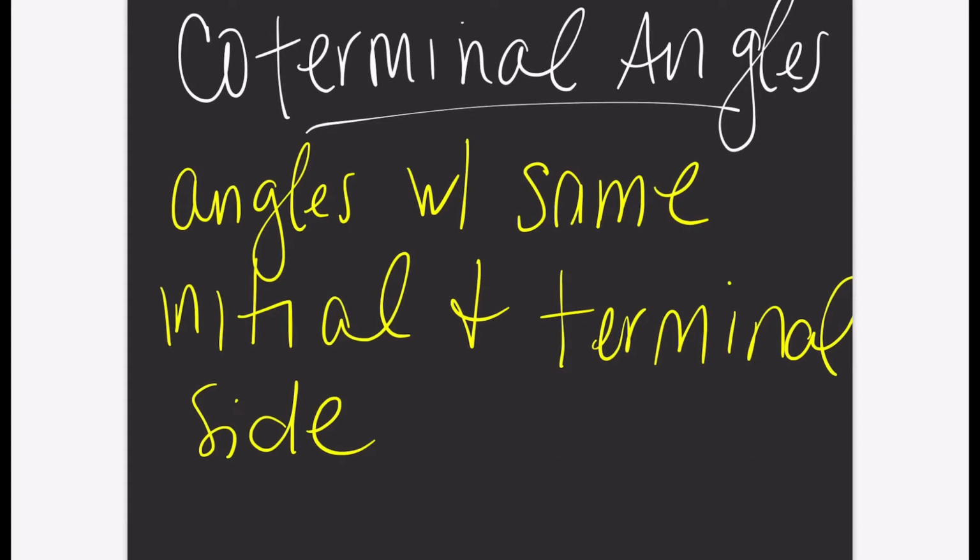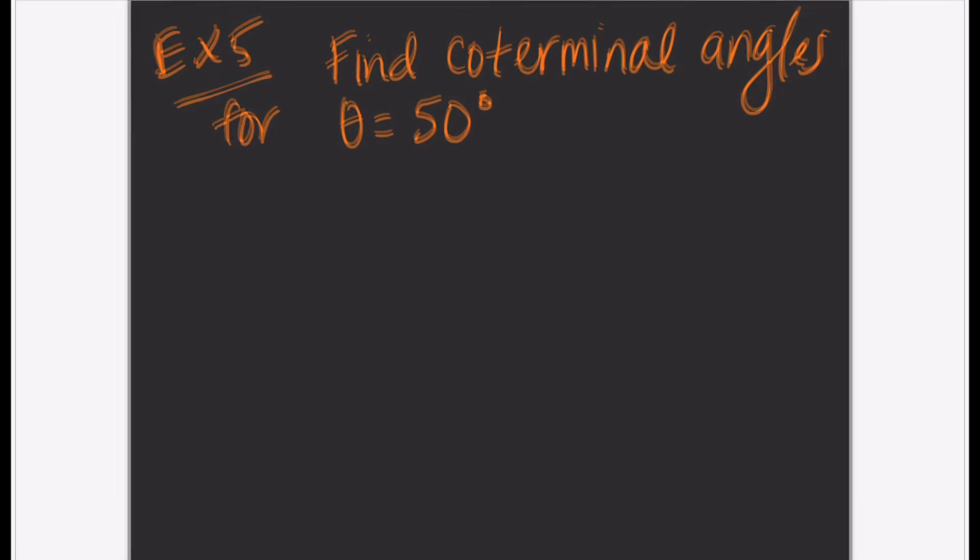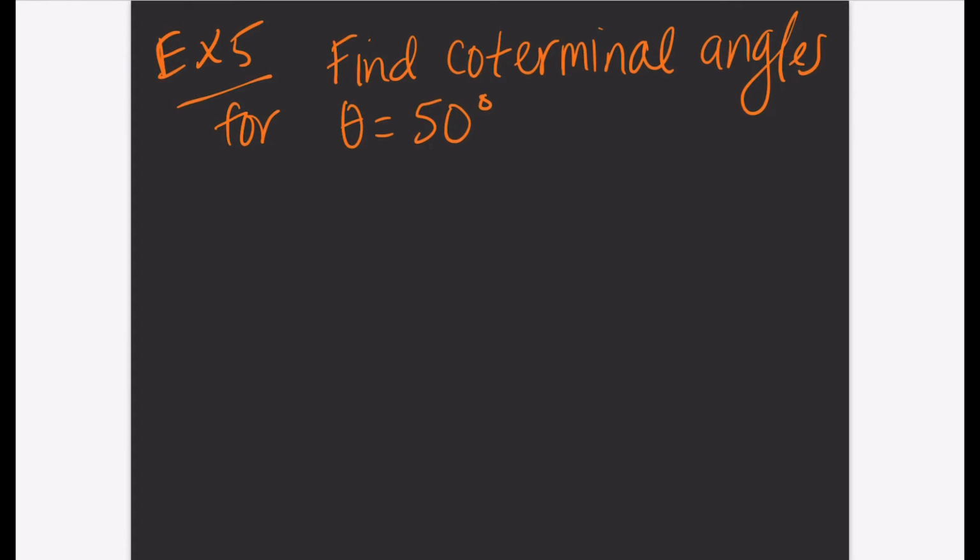Now that you know how to graph radians on the coordinate plane, let's move on and find coterminal angles. Coterminal angles are angles with the same initial and the same terminal side. In other words, angles that start and end with the same side. To make this easier, let's start with degrees. For example 5, we're going to find the coterminal angle for 50 degrees. Very first step is to graph it.